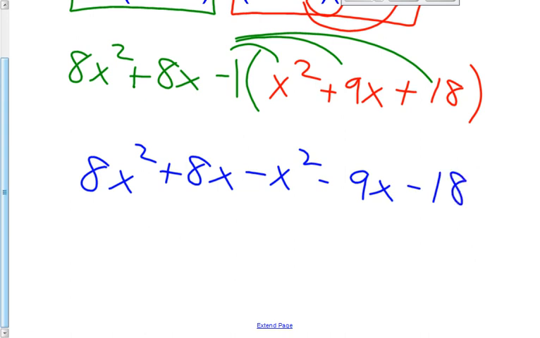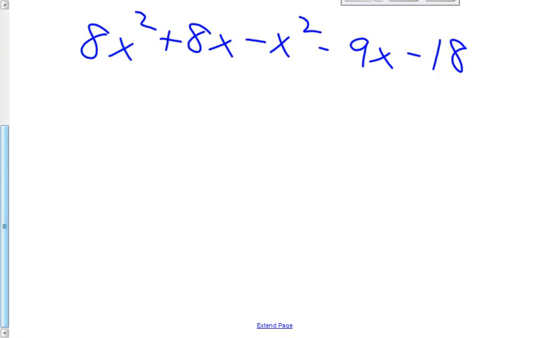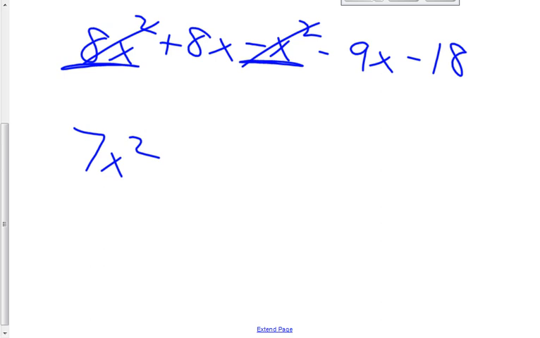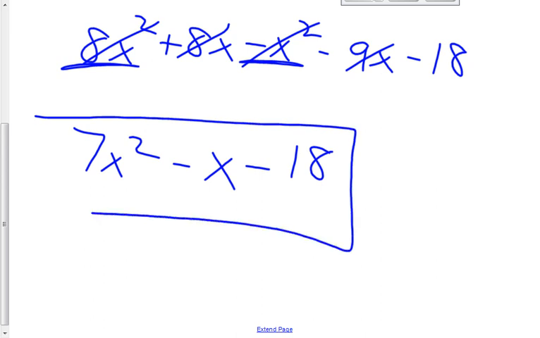And finally, we can clean all this up and circle our answer and move on to our homework. Getting all of our like terms together, here's 8x squared, here's a negative 1x squared, making a positive 7x squared. Then a positive 8x minus 9x is a negative 1x, or just a negative x. And lastly, we have our constant term of a negative 18. So my final answer, 7x squared minus x minus 18.